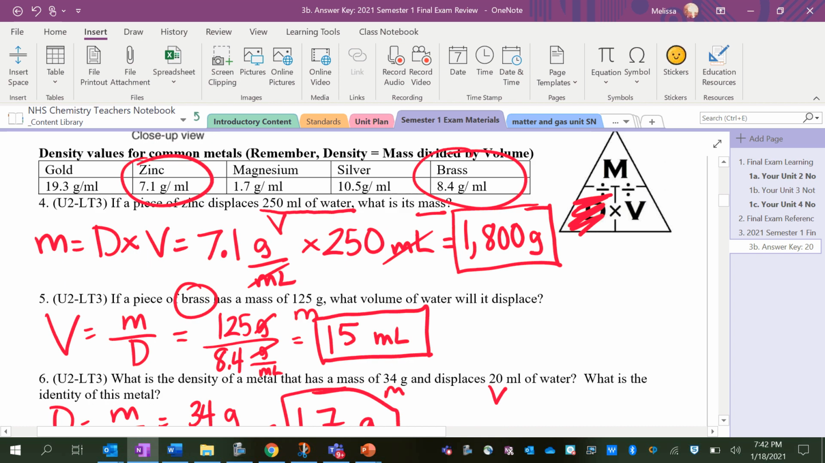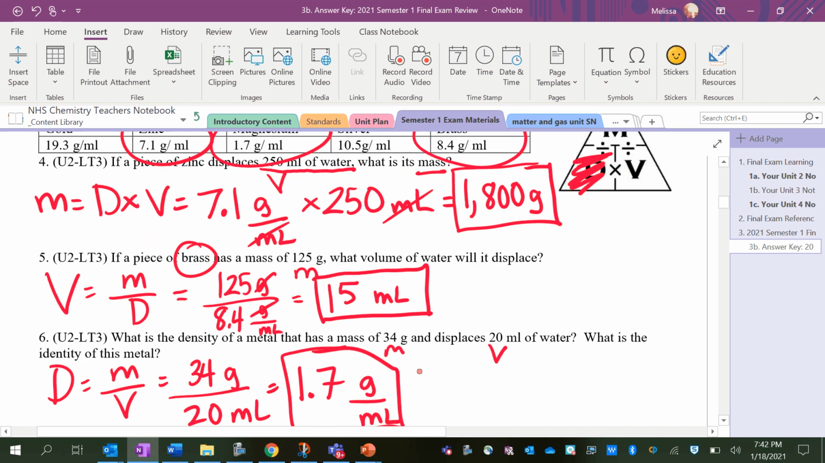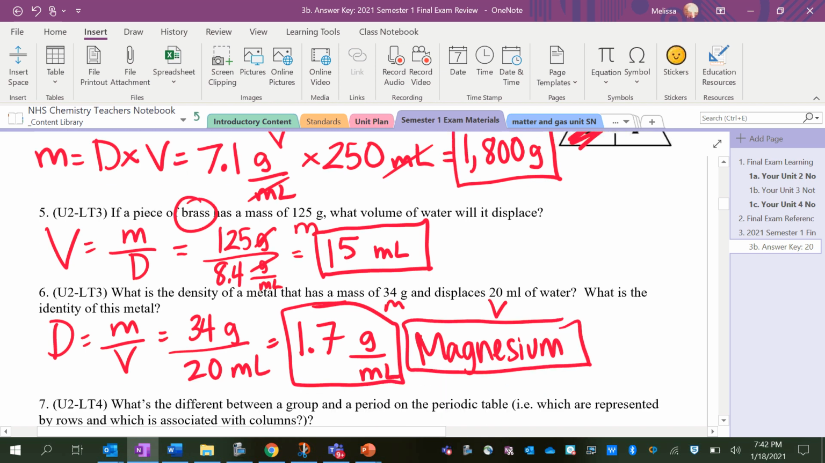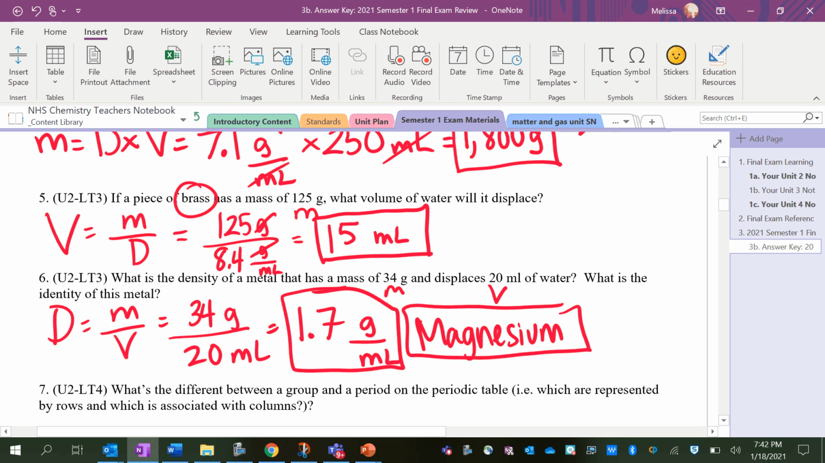And what's the identity? Looking at the chart, it must be magnesium because that matches the density. Magnesium, no matter what size, always has the particles packed so that 1 milliliter of space equals 1.7 grams.